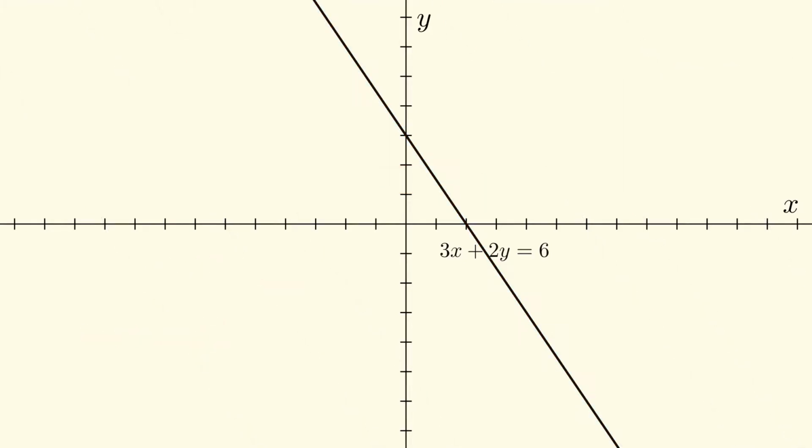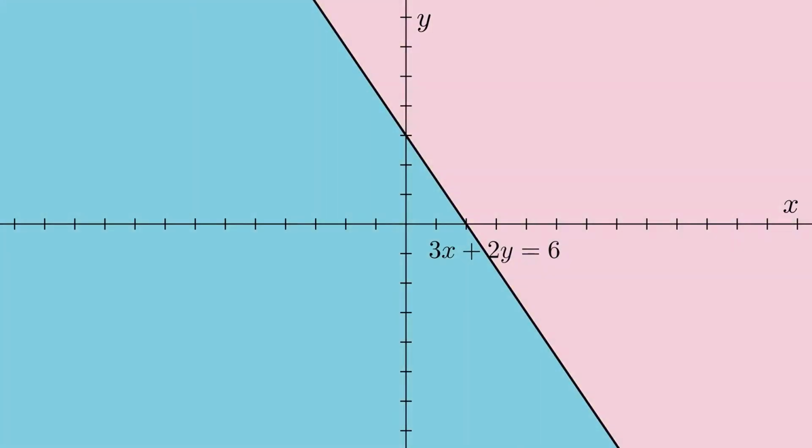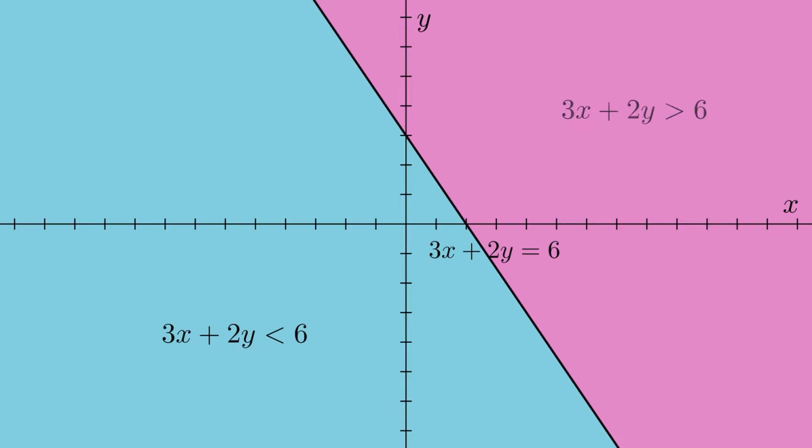So a line not only describes the collection of points that satisfy its equation, but it also divides this two-dimensional space into two halves. A half plane with the points satisfying 3x plus 2y less than 6, and a second half plane with the points satisfying 3x plus 2y greater than 6. And these expressions are exactly the expressions we have in our constraints. So we now know what linear inequalities look like on a graph. So let's plot our constraints.